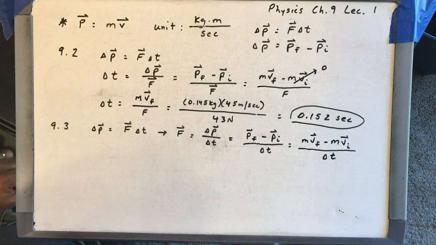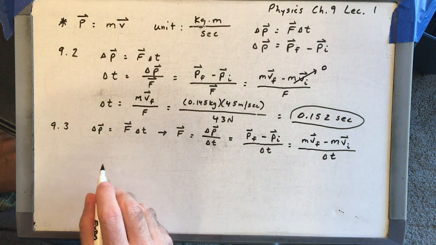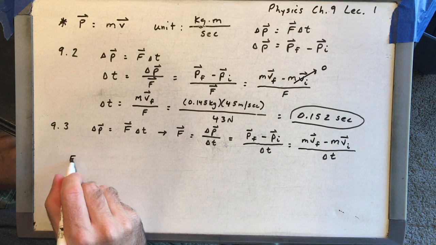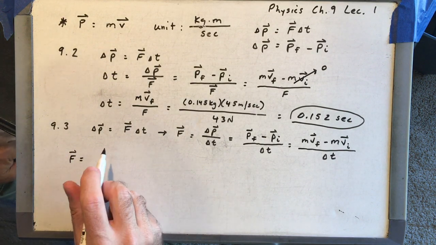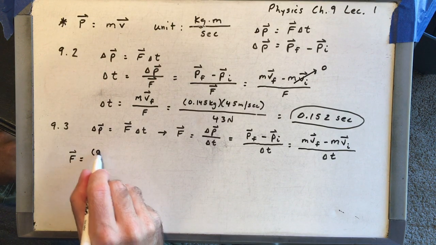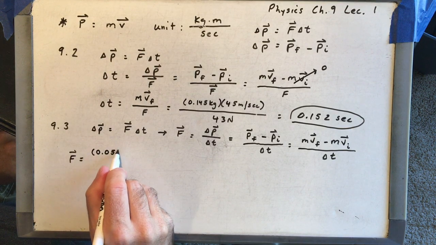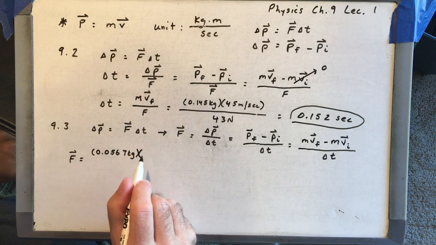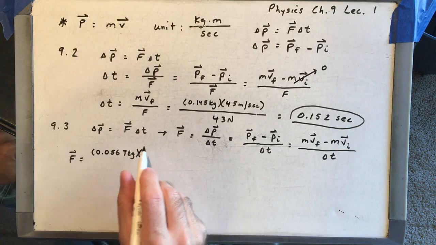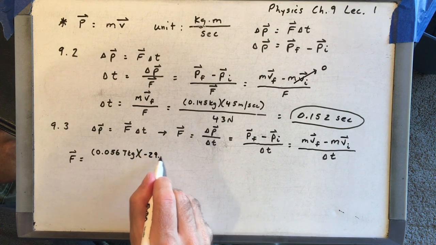Over the change in time. Okay, so let's see what we can do here. The force is equal to, the mass is 0.0567 kilograms. The final velocity is negative 29.7.